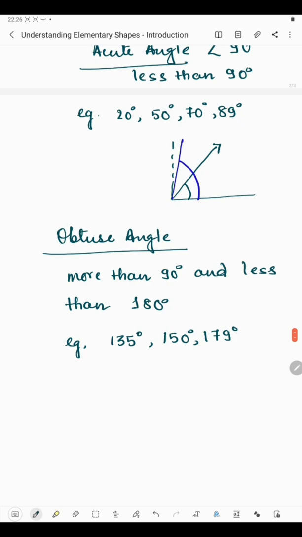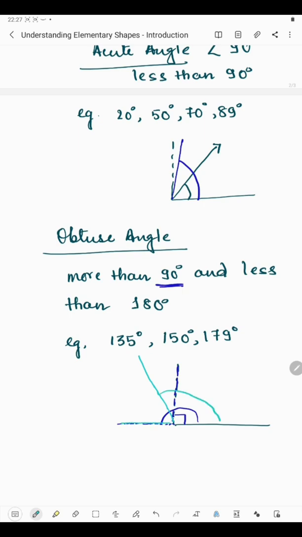Now how does it look like? See, this is 90 degree. Okay. Now if I extend the line, then it will form 180 degree, because a straight line forms 180 degree. Now it is more than 90 degree. So here is 90 degree. So more than 90 degree means this. But here is 180 degree, right?